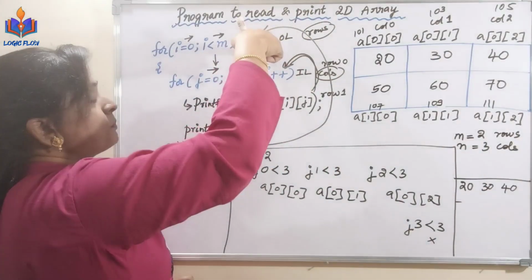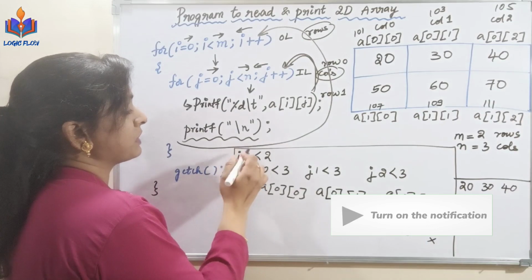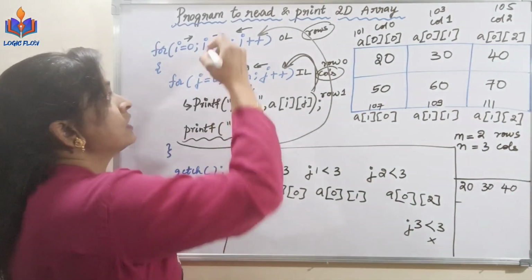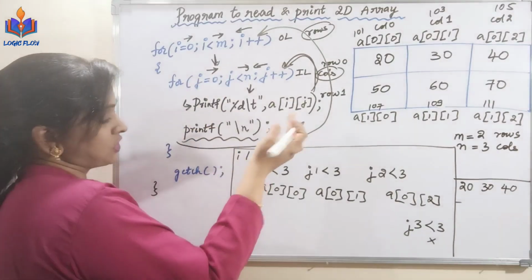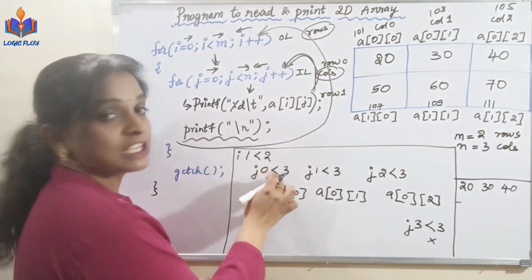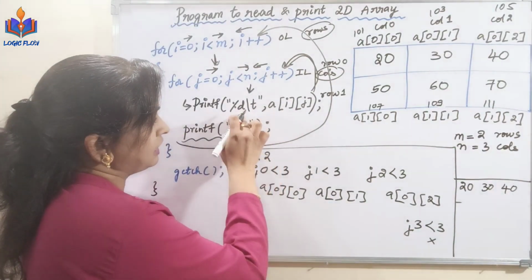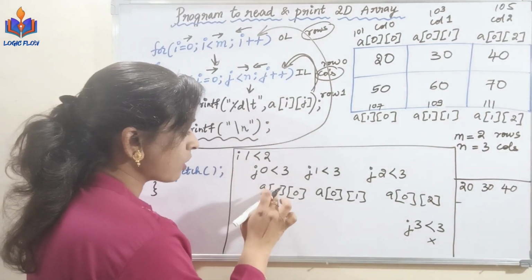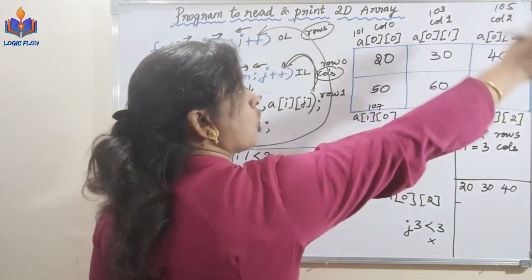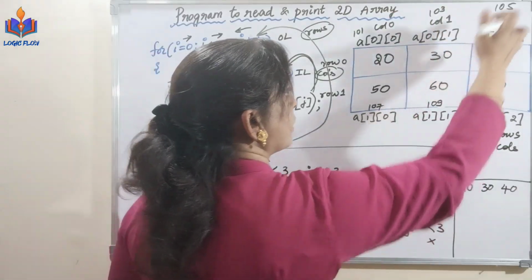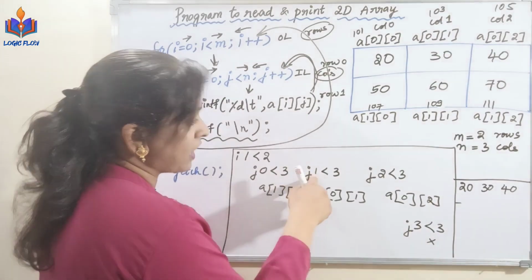Then outer loop progress. I gets increased. I becomes how much? It becomes 1. 1 less than 2? Yes. Again get inside this block. Start the inner loop from first. J becomes 0. 0 less than 3. Yes. Print the integer stored in A of ij. I is how much? It is 1. So this row 0, all columns done. Column 0, column 1, column 2. See? So it is 0, 1, 2.